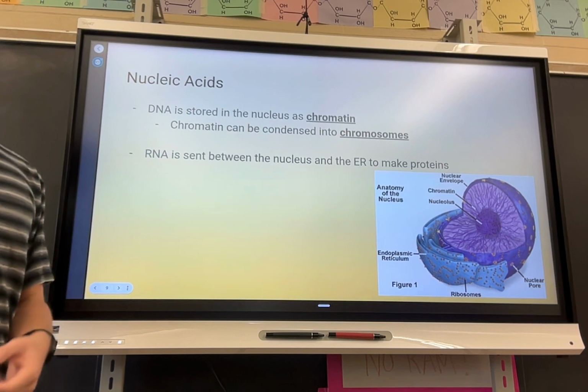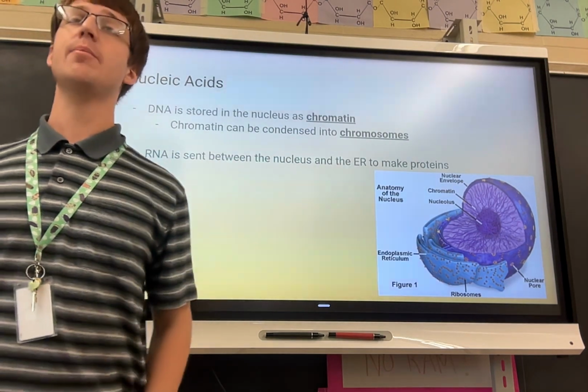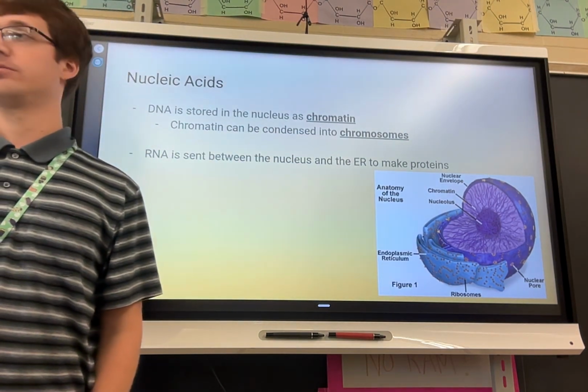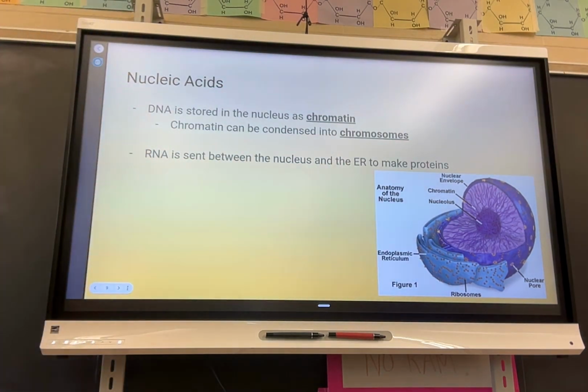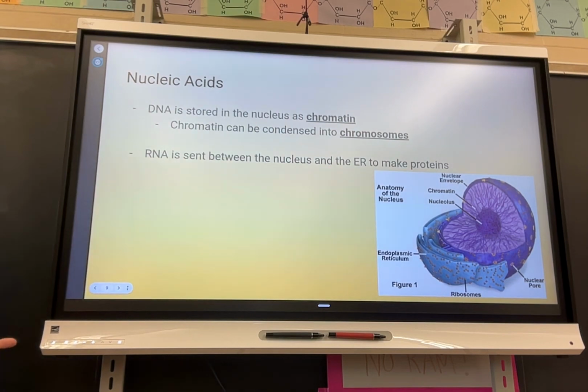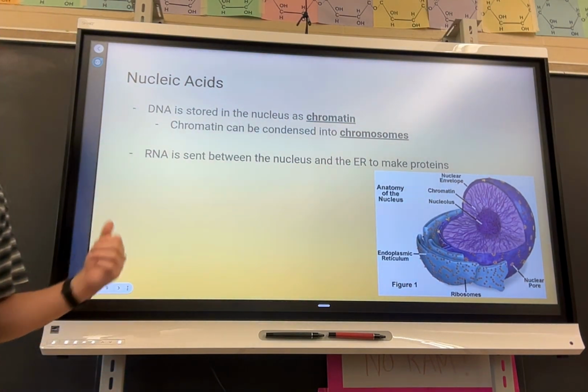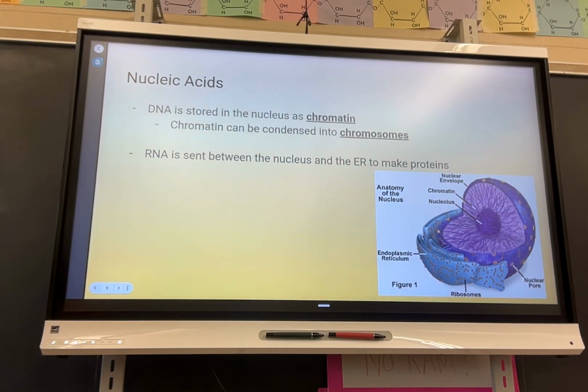The last one we need to talk about are the nucleic acids. Nucleic acids are important because they make up what? DNA, as well as RNA. Good. So DNA is going to be stored in the nucleus, as we said a couple of days ago, and it's going to be stored as chromatin. That is the term we use for the loose DNA.